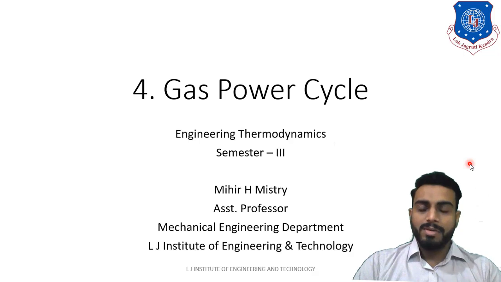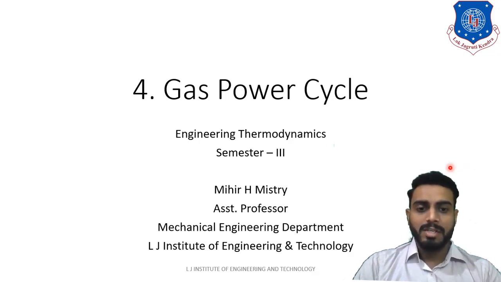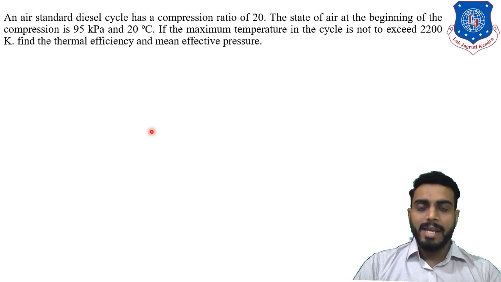So today we are going to discuss gas power cycles, and in particular we are going to see an example on the diesel cycle. As you can see on the screen, the given data is there. An air standard diesel cycle has a compression ratio of 20.